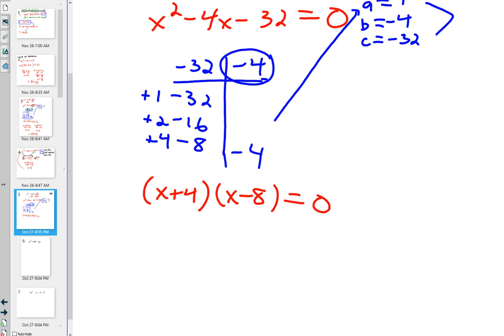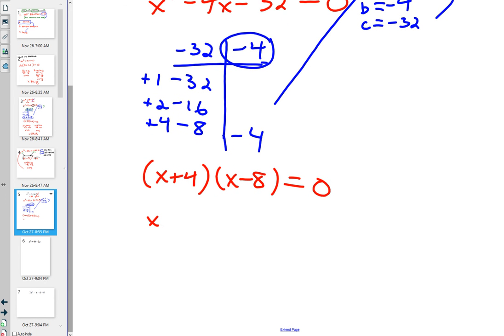So now that I finished factoring, what does the third step say to do? Make each factor equal to 0. Say x plus 4 can be 0. What you're utilizing here is something called the zero product property. This is the reason why this works, right?